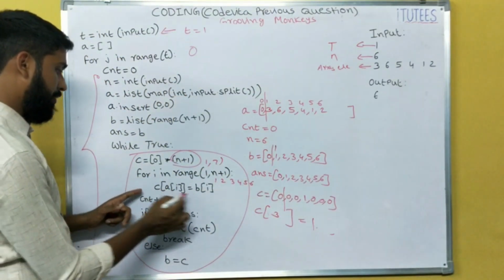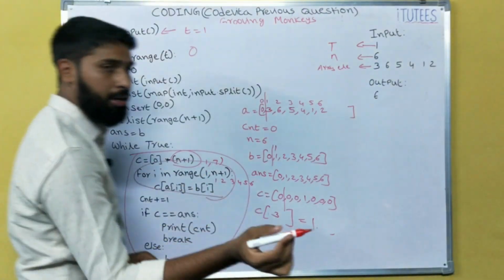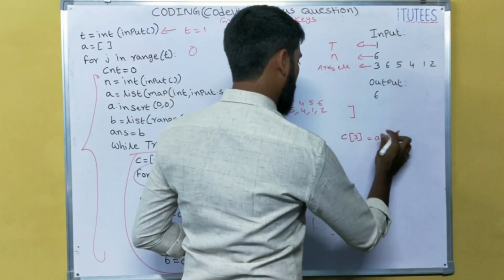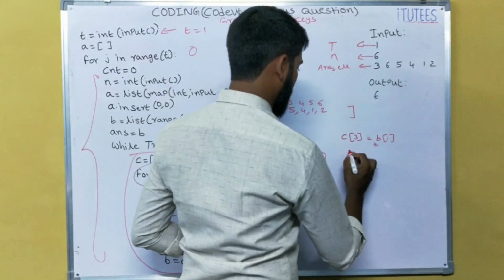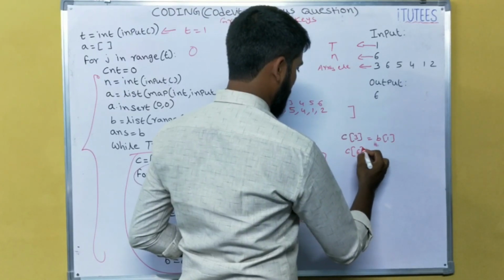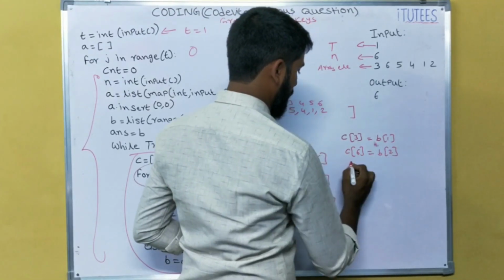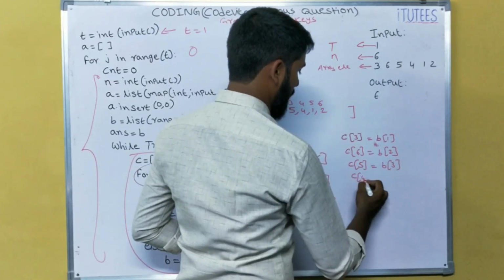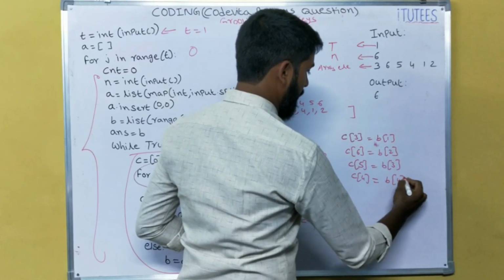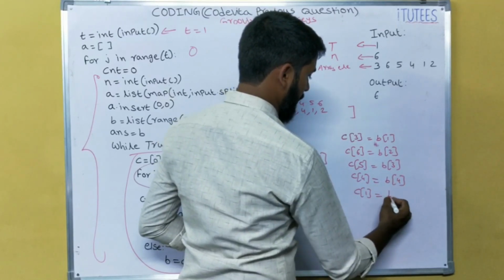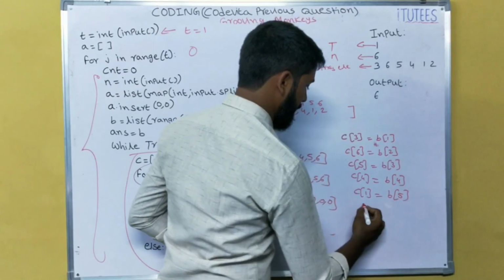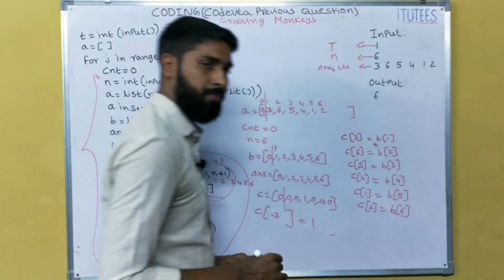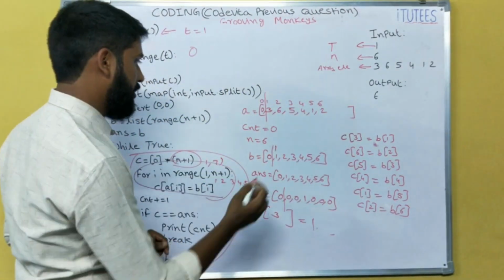Okay. So after that you can execute this instruction. How? Already we discussed that. C of 3 equals B of 1. C of 6 equals B of 2. C of 5 equals B of 3. C of 4 equals B of 4. C of 1 equals B of 5. C of 2 equals B of 6. If you execute all the instructions, what happened?